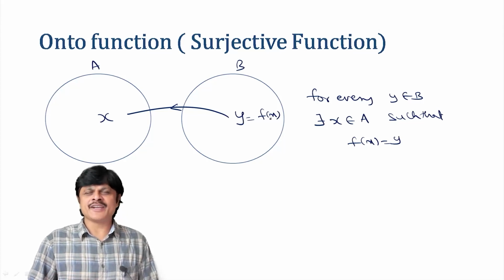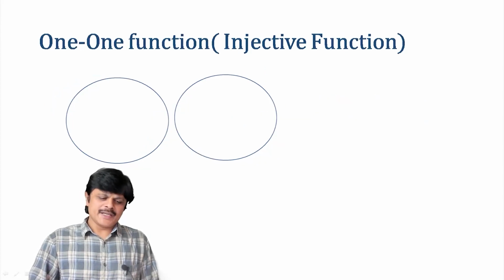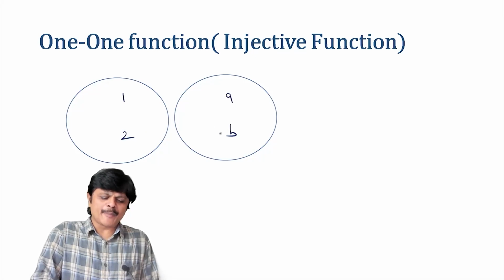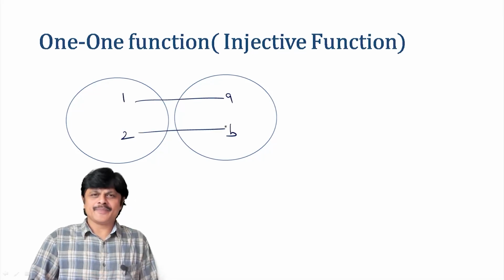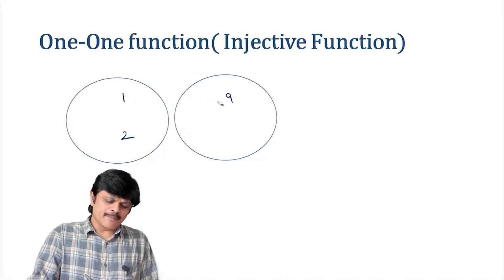That is a basic definition of onto function. Now, one-one function. See, the basic idea of one-one is what? If two different elements are there, they should be mapped to two different elements.